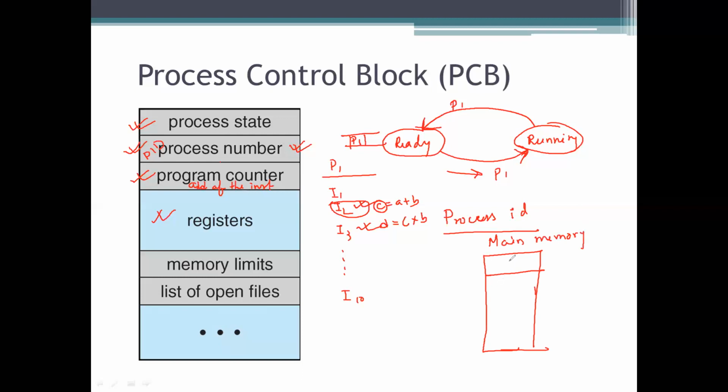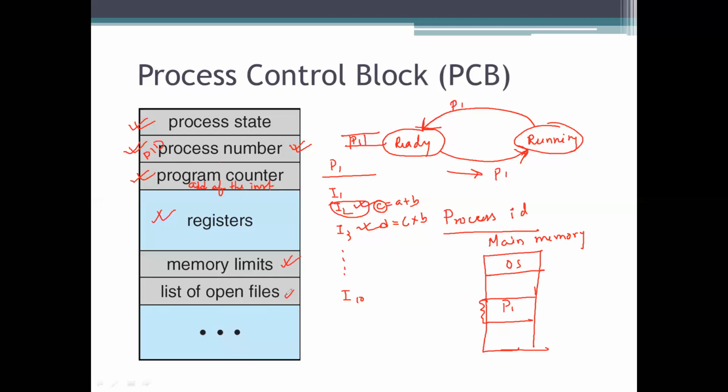So this part is used to store the operating system. If you store the process P1 from here to here, what is the size of this block in the main memory where the process is stored? What is the size of the block? That memory limit is stored over here.